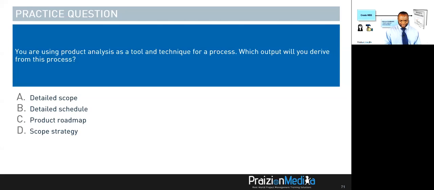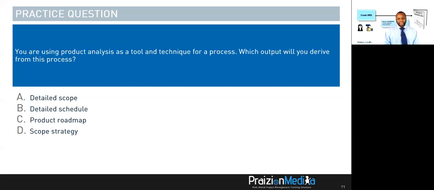So majority of us went with A. You're using product analysis. Which output would you derive? Detailed scope, detailed schedule, product roadmap, scope strategy. The answer is the output. Think about it. Think about it.